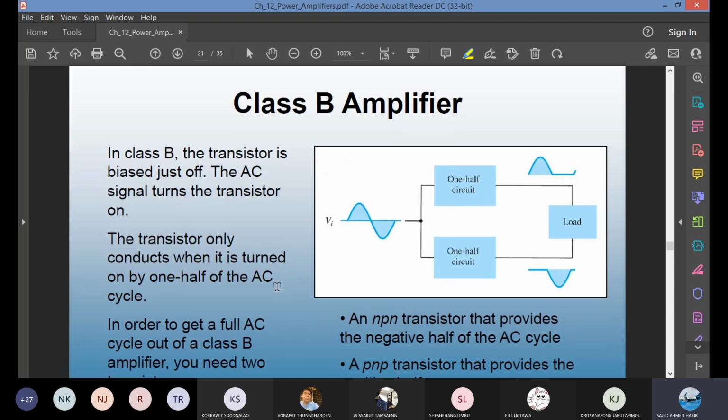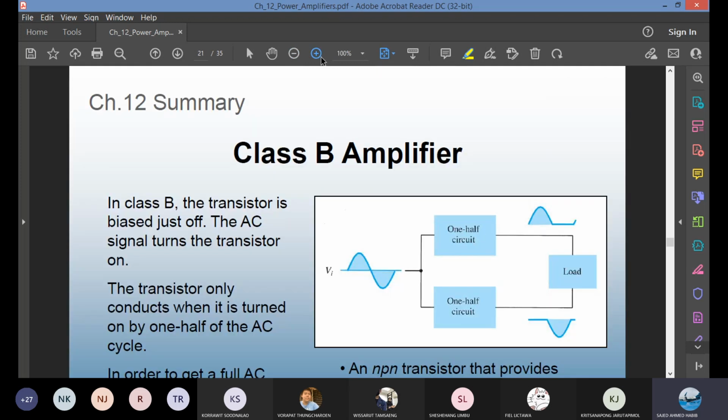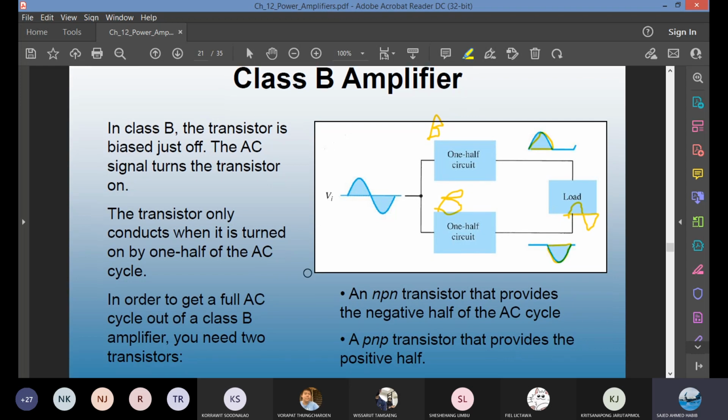I'll just do a quick introduction of Class B amplifier, but we will not do a problem yet. We have plenty of time. In a Class B, this is what happens. You have the input signal, and then you have two Class B amplifiers. So let me write B and then B. You don't want just one half cycle. So for the first amplifier, positive half cycle is on, negative half cycle off. For the second one, negative half cycle is on. Once you combine, what you see at the load side is a full 360. In order to get the full AC cycle out of a Class B, you need two transistors.